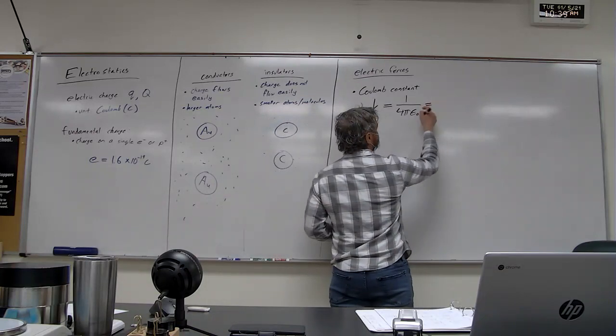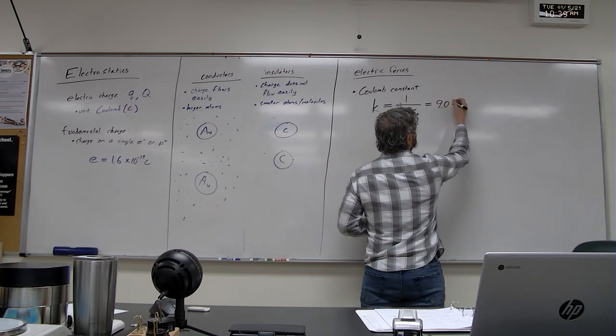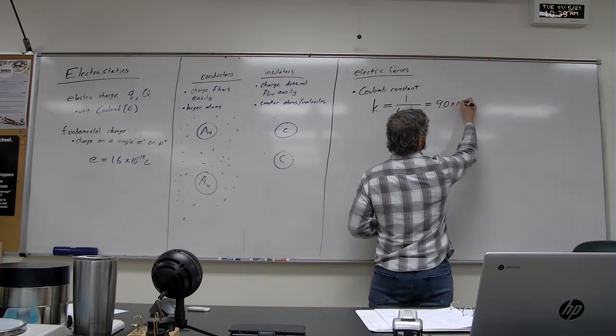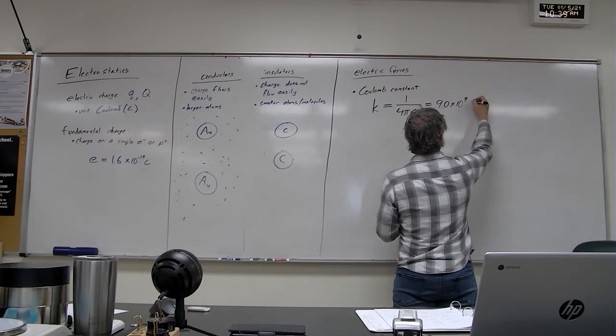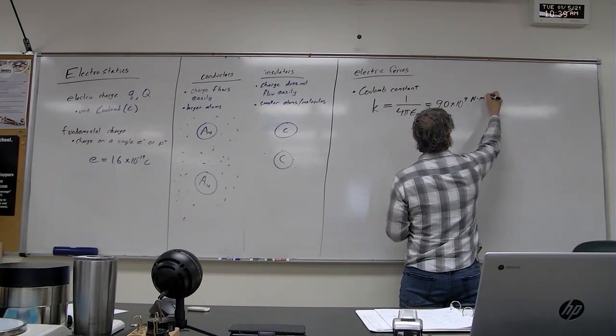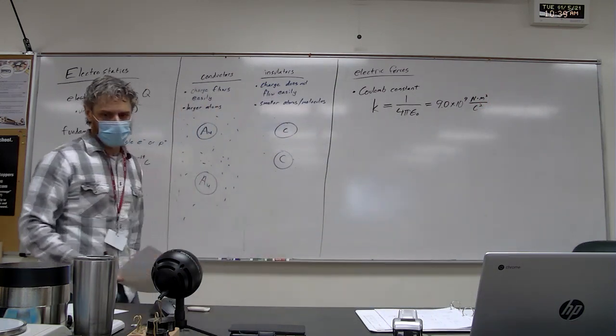And so if I actually work this math out, it comes to, to 2 sig figs, 9.0 times 10 to the 9th. And the units are strange: newtons times meters squared per coulomb squared. This is on your formula sheet.